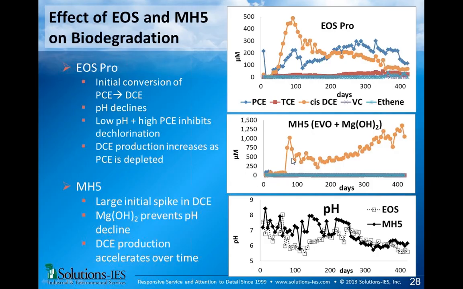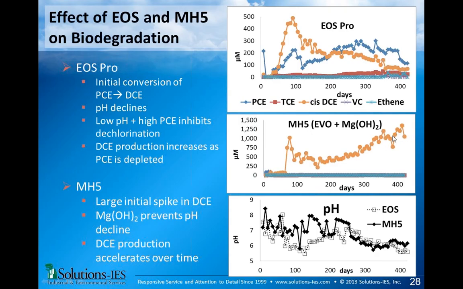For MH5, the MH5 doesn't transport as well, so you didn't see as big a spike, but you clearly did see some spike. So that was the initial injection. I think this took like 4 hours, and then we bioaugmented. So we really flushed the EVO through that NAPL zone very, very quickly.